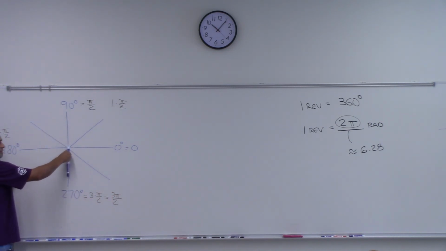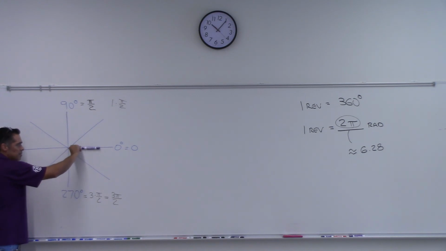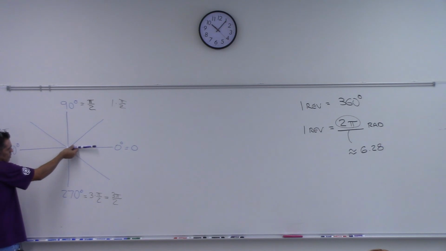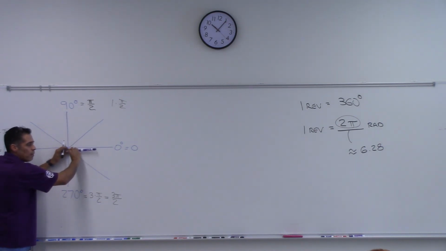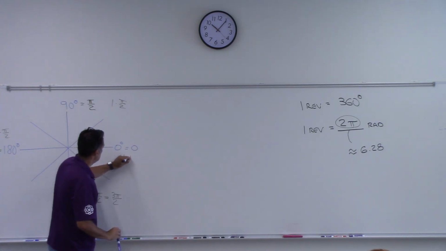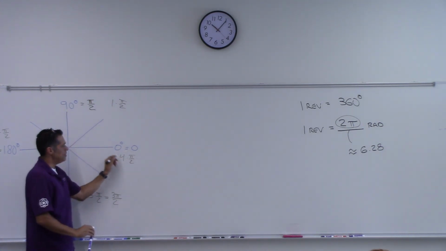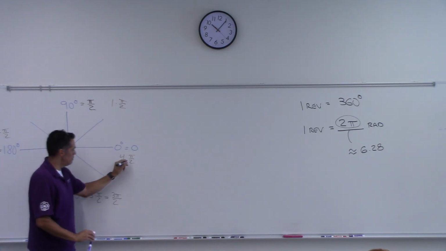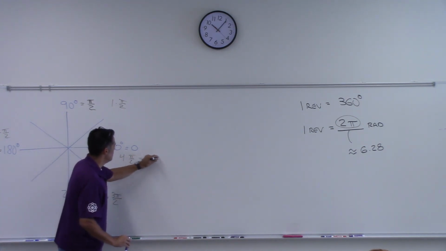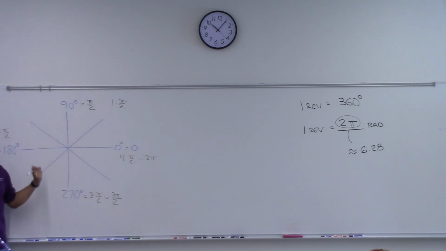Let's go again. Here to here. How many pi over 2s is that? It's 4 of them, right? Let me go. 1 of them, 2 of them, 3 of them, 4 of them. Right? What's 4 pi over 2? 4 times pi over 2. The 2s cancel out and you get 2 pi. Do you all see how I just counted my way around the circle?